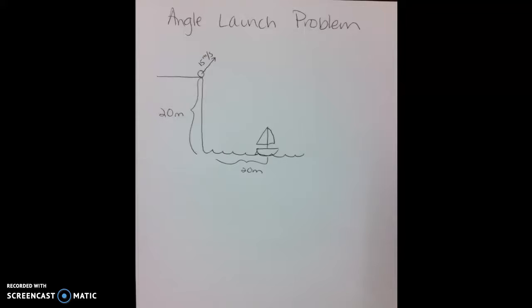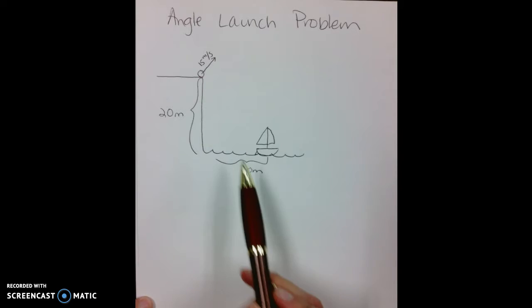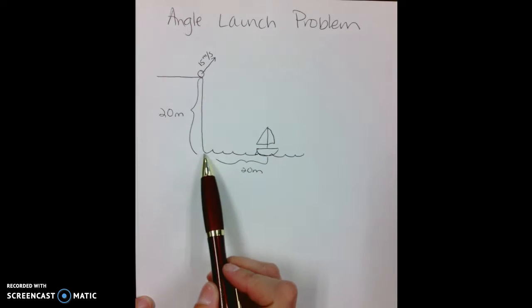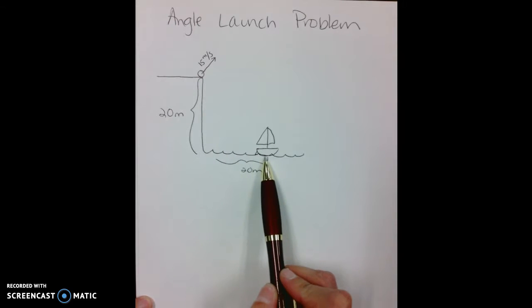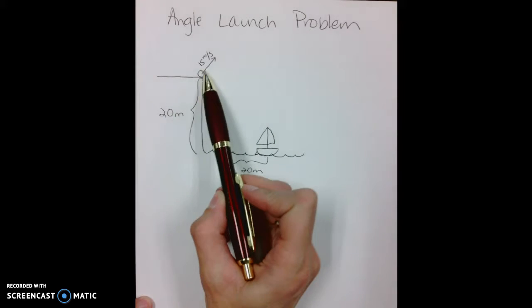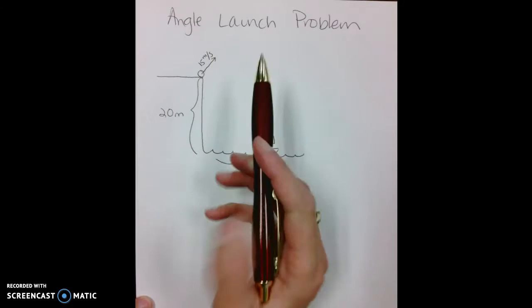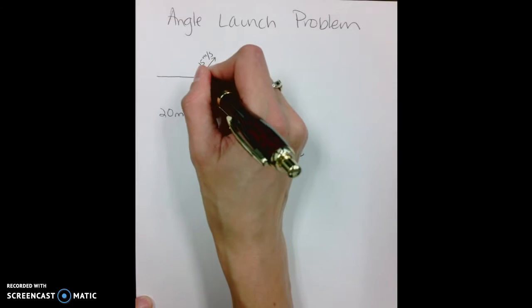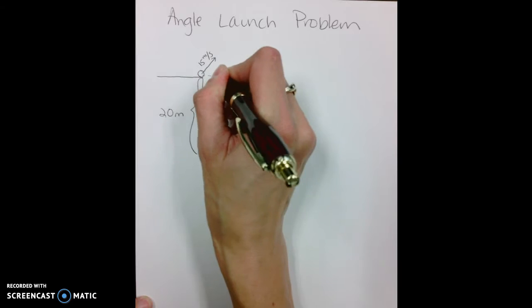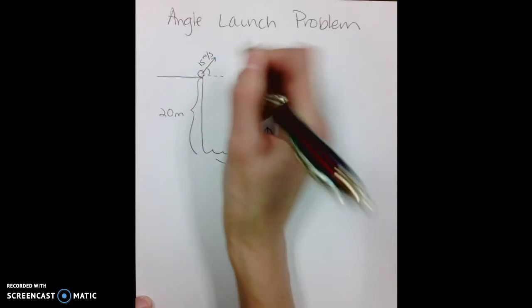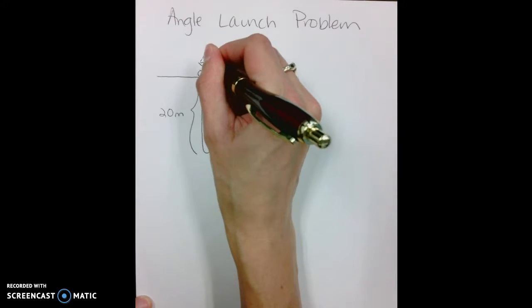Today we're going to look at a similar problem to one we saw before, where we have a projectile up on a cliff and we're going to see if we can hit the boat, except this time we're going to kick our projectile at an angle. And I'm going to say my angle here, let's just make it up. Let's say that I kick it at an angle of 42 degrees.